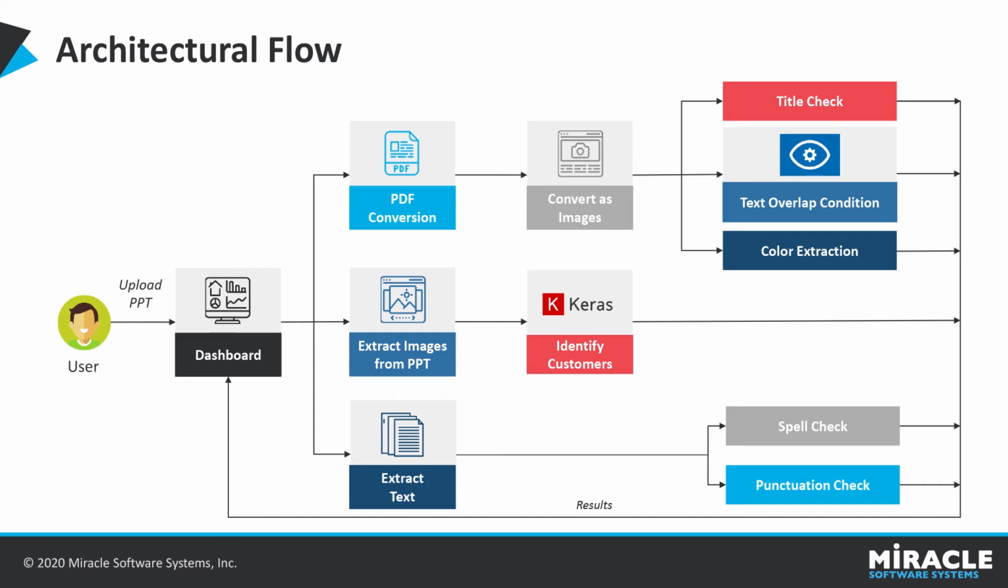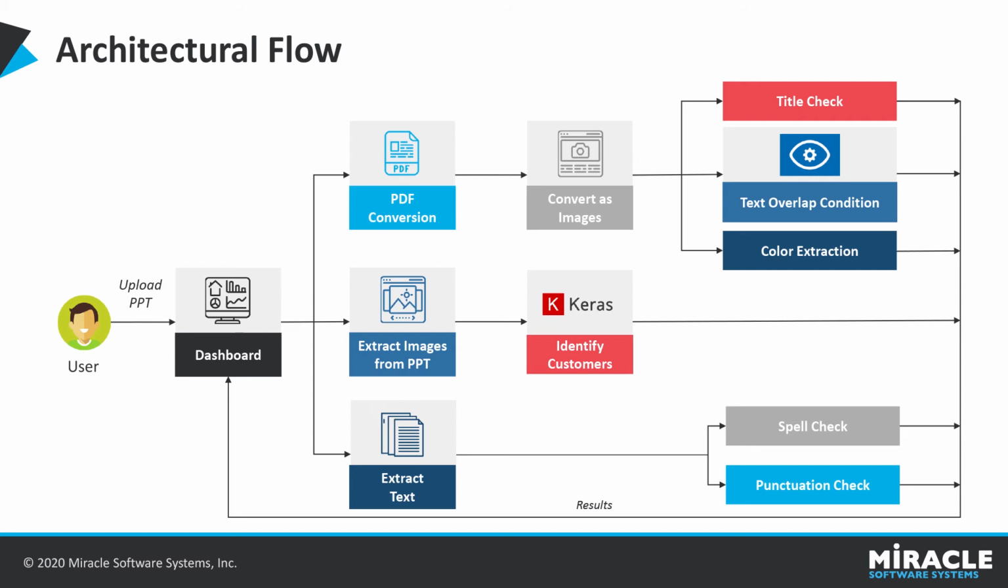In this color extraction, we have two modules, color detection and white space detection. So all the modules would be checked for the input images, and the results would be stored. And for the extracting images from the presentation, these images would be fed to the customer logo detection model. And if there are any customer logos, the model will detect those logos.